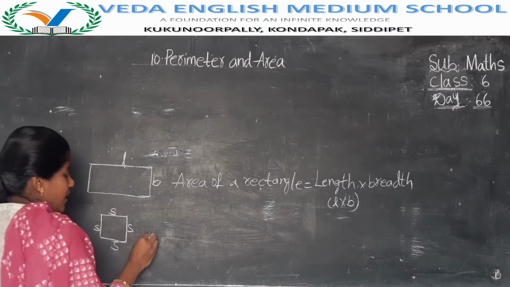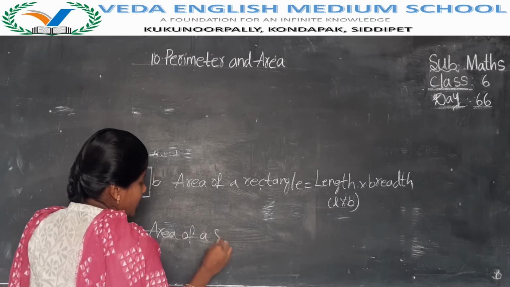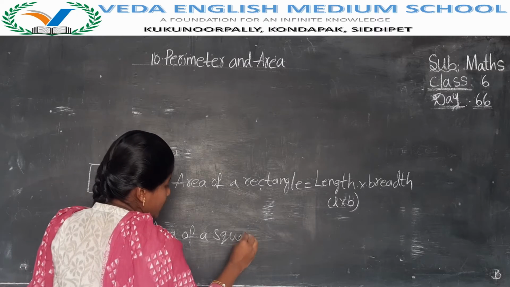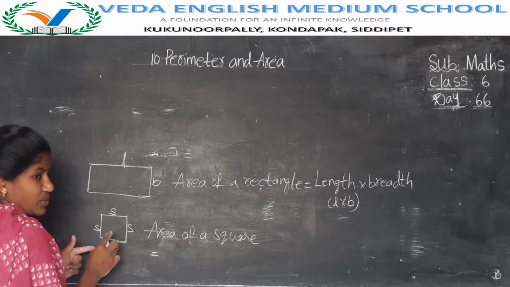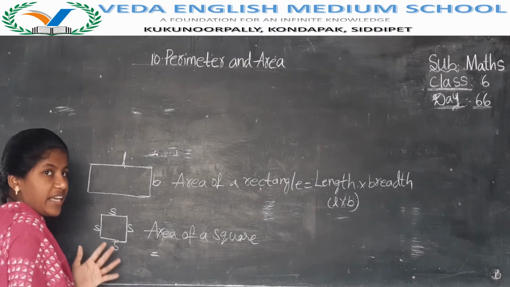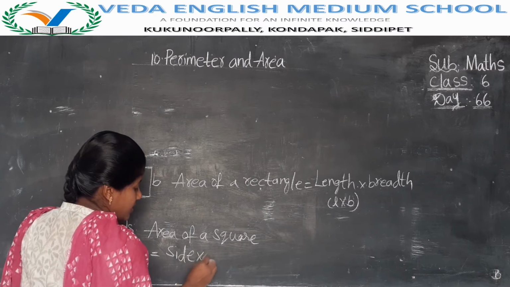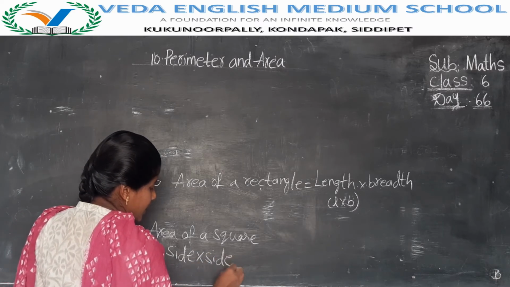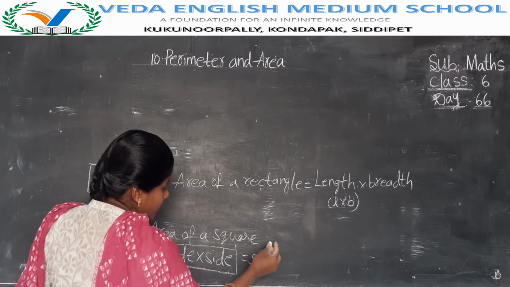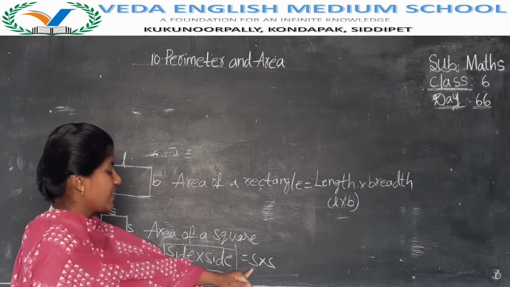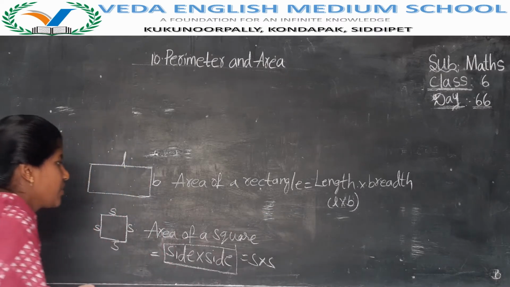So area of a square is equal to, by multiplying these two sides or any two sides. By multiplying any two sides, we will get the area of the square. So you have to say side into side. Otherwise, in short you can say S into S. Why S into S? Side, first letter S, side, second letter S, so S into S. Here also, like length into breadth, you have to say.